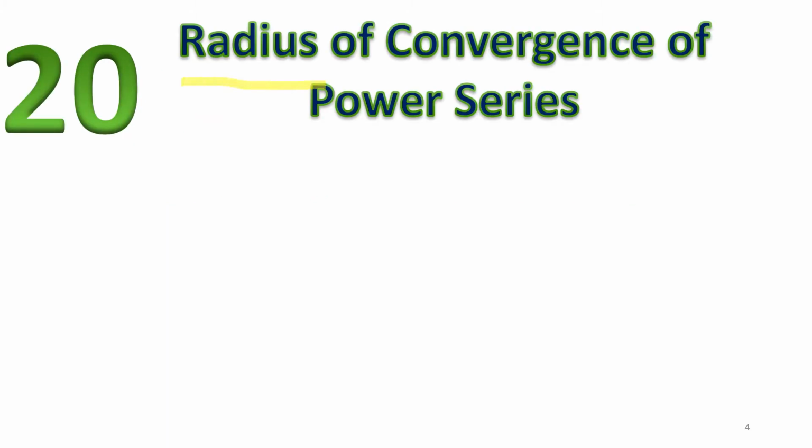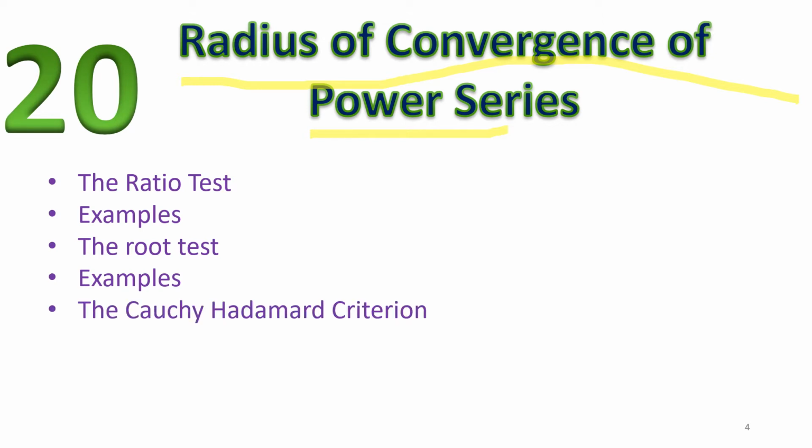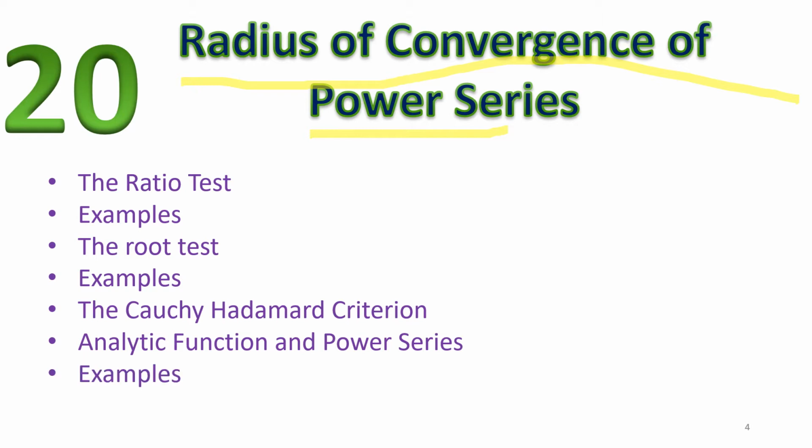In this quarter of radius of convergence of power series, we are going to learn the ratio test. We'll deal with some examples. We'll understand the root test. Then again, we'll find some examples for exploration. Then we'll learn the Cauchy Hadamard criterion, which is above the ratio test and root test. Analytic function and power series correlation we are going to learn, which is a very powerful technique. Then we shall deal with some examples.